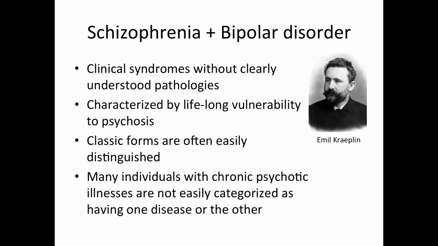Emil Kraepelin was a 19th century psychiatrist who first articulated that these two broad classes of chronic psychotic illnesses may be distinct, and the descriptions he made of these two chronic psychotic illnesses are still more or less reflected in the DSM today. In their classic forms, schizophrenia and bipolar disorder are often clearly distinguishable from each other. However, many individuals with chronic psychotic illnesses are not easily categorized as having one syndrome or the other.